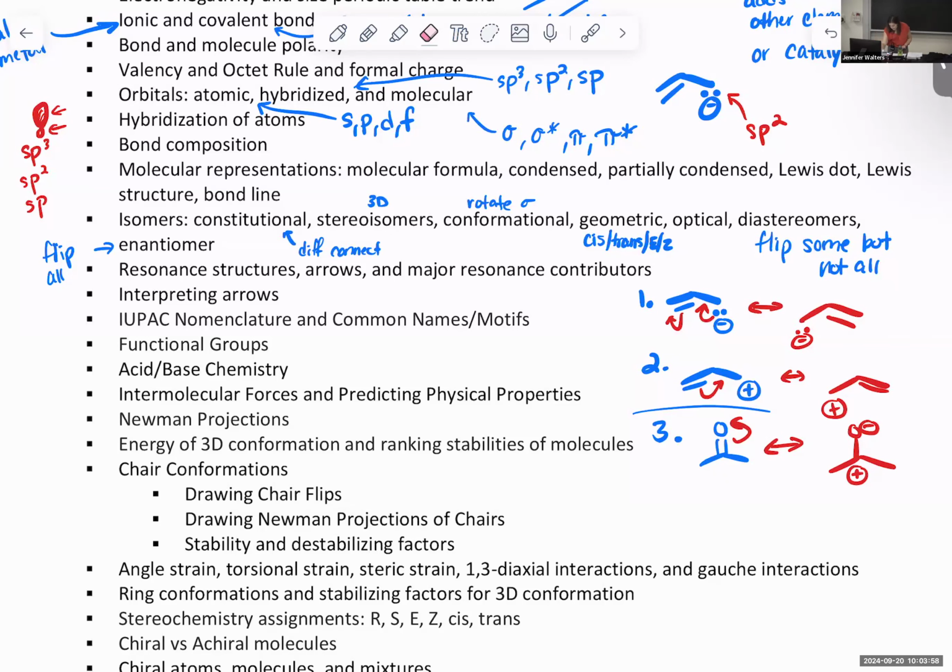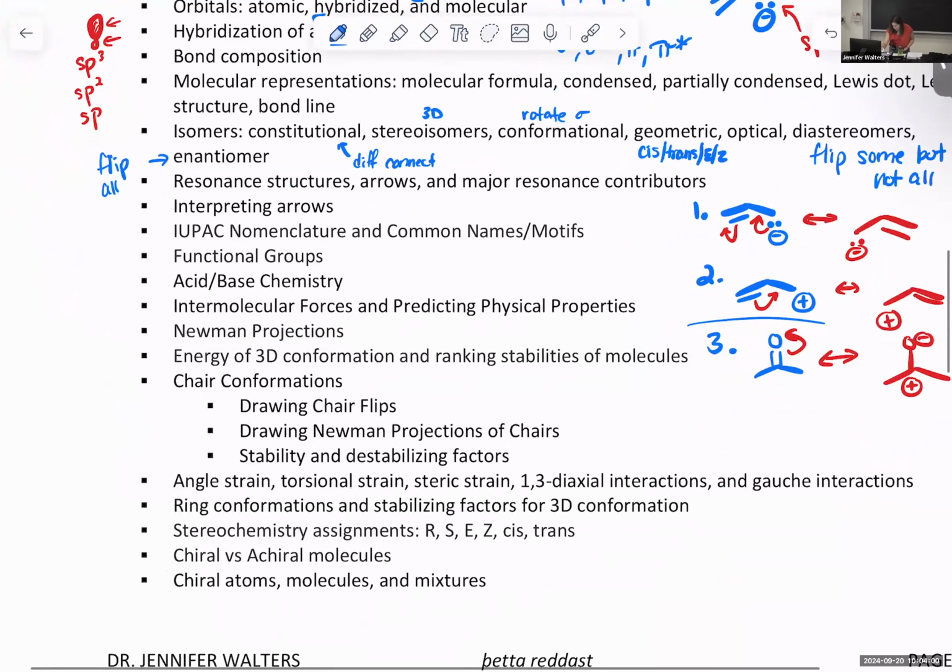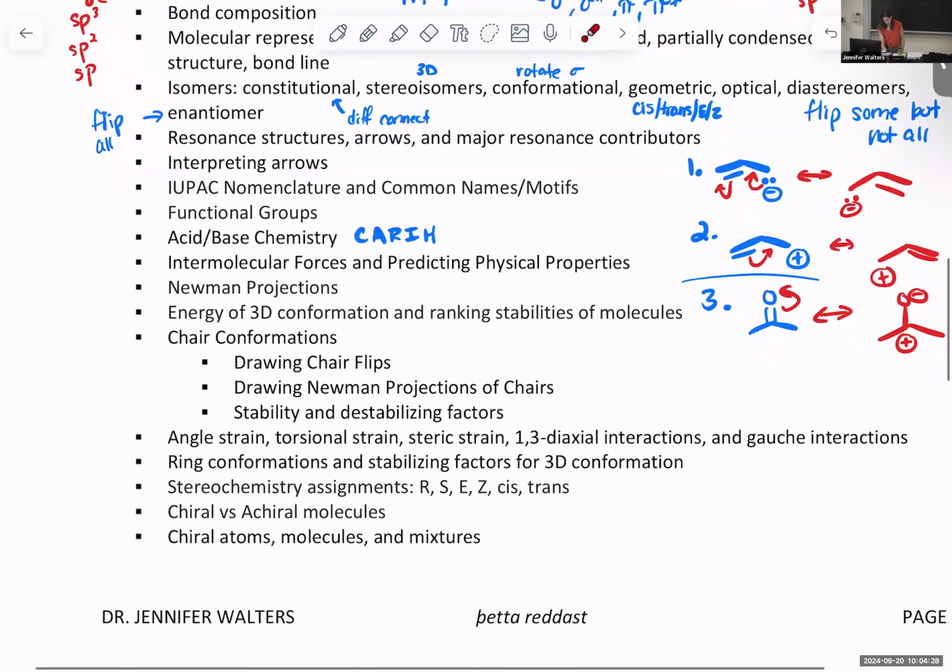We had our acid-base chemistry where we need to know CARIO, where it is charge, atom, resonance, induction, hybridization. And we need to have that memorized in that order to be able to apply the relative acid-base chemistry. Our intermolecular forces predict physical properties, really looking at London dispersion, dipole-dipole, hydrogen bonding, and ion-dipole. Ion-ion is also a thing, but we're worried about polar molecules for the most part. Then we got into our Newman projections for the 3-dimensional conformations.